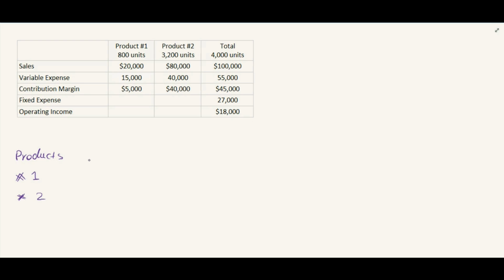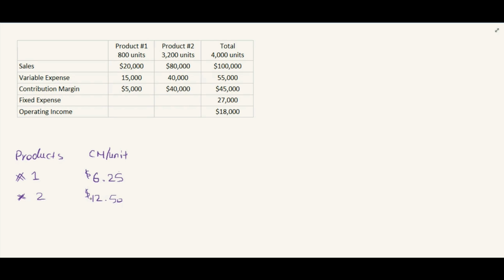What we will do after that, we will calculate the CM per unit. So we need the CM per unit for each product separately. So if you do your calculations, that will give you $6.25 for product number 1 and $12.50 for product number 2.